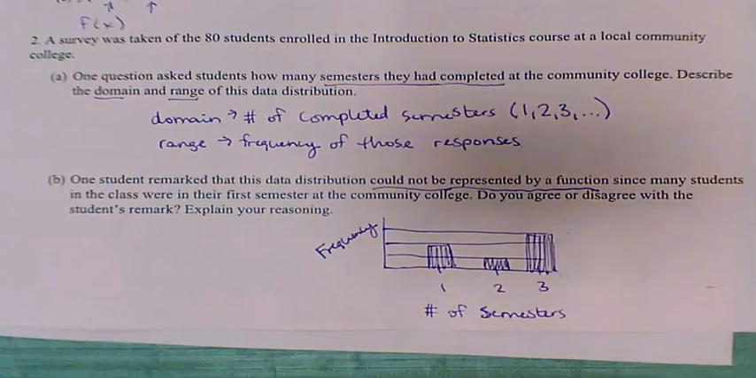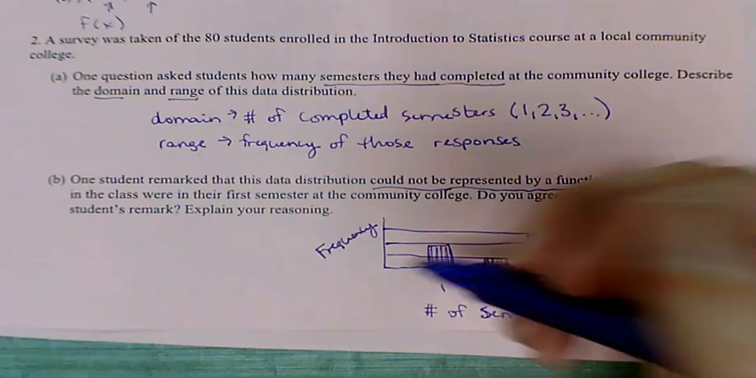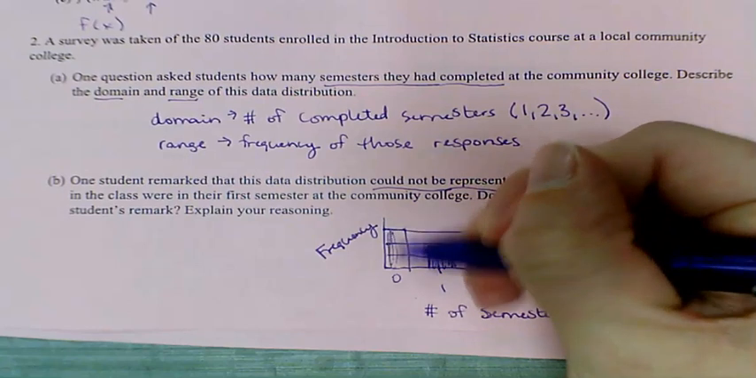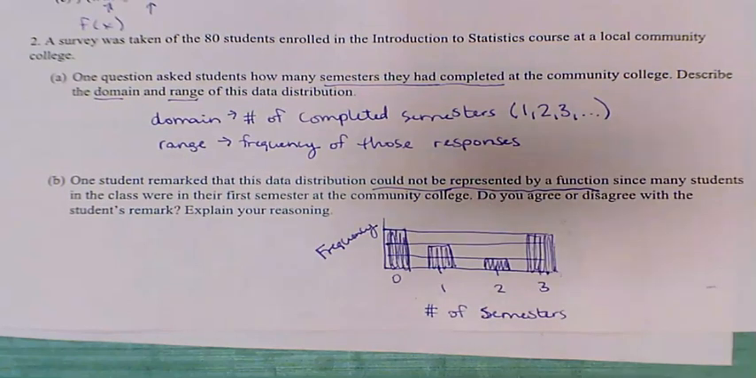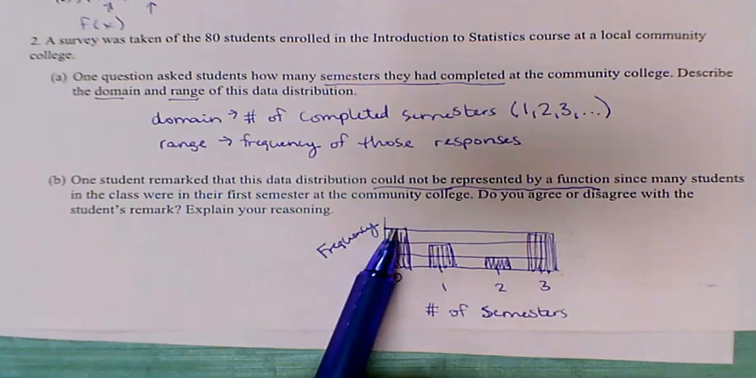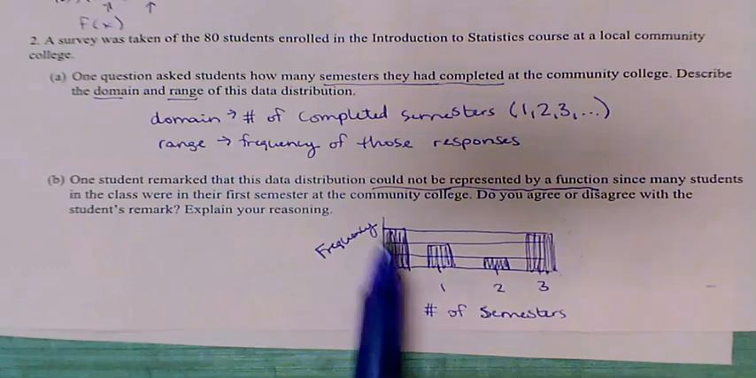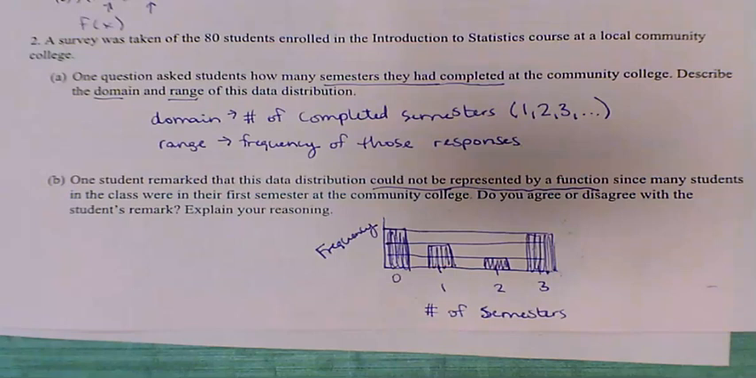But the argument here was that the data distribution could not be represented by a function since many students in the class were in their first semester at the community college. So if they're in their first semester, they hadn't completed any semester previously. But we can always take care of that by putting a 0. So a lot of students perhaps were in the 0 column. So when x is 0, perhaps y is 3, and I'm not double dipping when it comes to mapping an x value to multiple y values. I just have 0 and then I have the frequency. So this definitely is still able to be represented as a function.